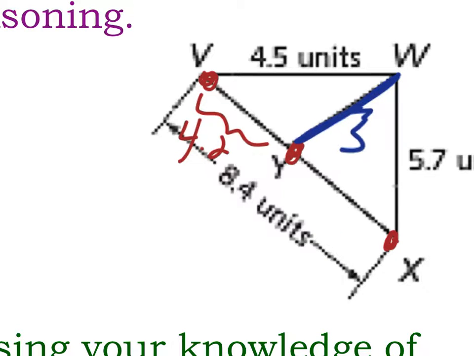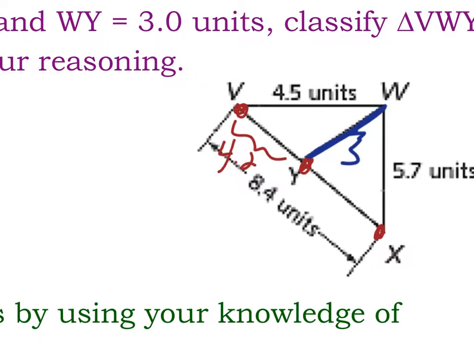It tells us that y is the midpoint. So I know it's a little blurry up there. So this is 8.4. Well, if y is the midpoint, half of that would be 4.2. Do I have any congruent sides there? No, it tells me that this is 3, this is 4.5, this is 4.2. So if nothing is congruent, it's scaling. Okay.